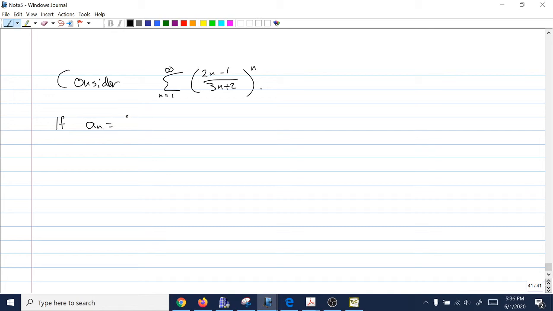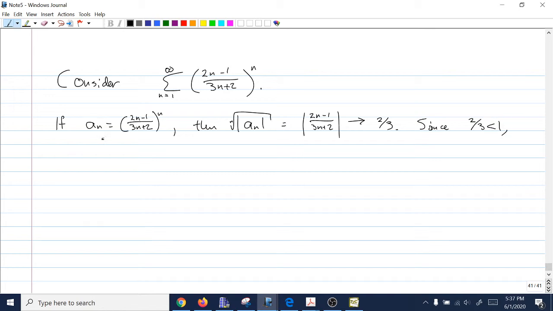If an equals 2n minus 1 over 3n plus 2 all to the n, then the nth root of the absolute value of an is going to be the absolute value of 2n minus 1 over 3n plus 2, which is going to go to 2/3. Since 2/3 is less than 1, the series converges by the root test.